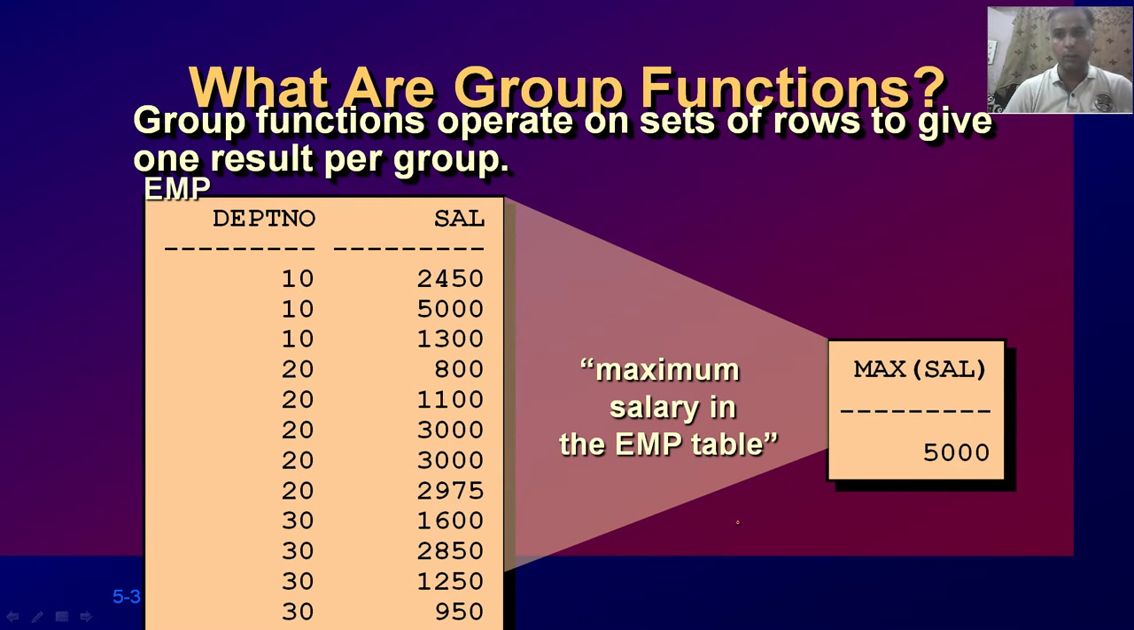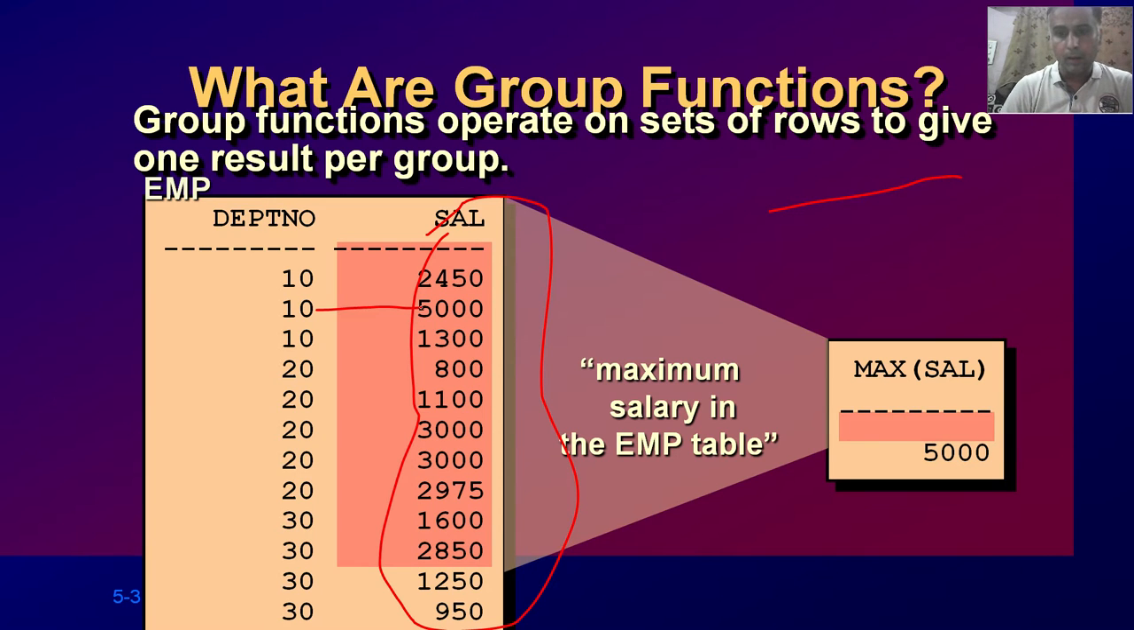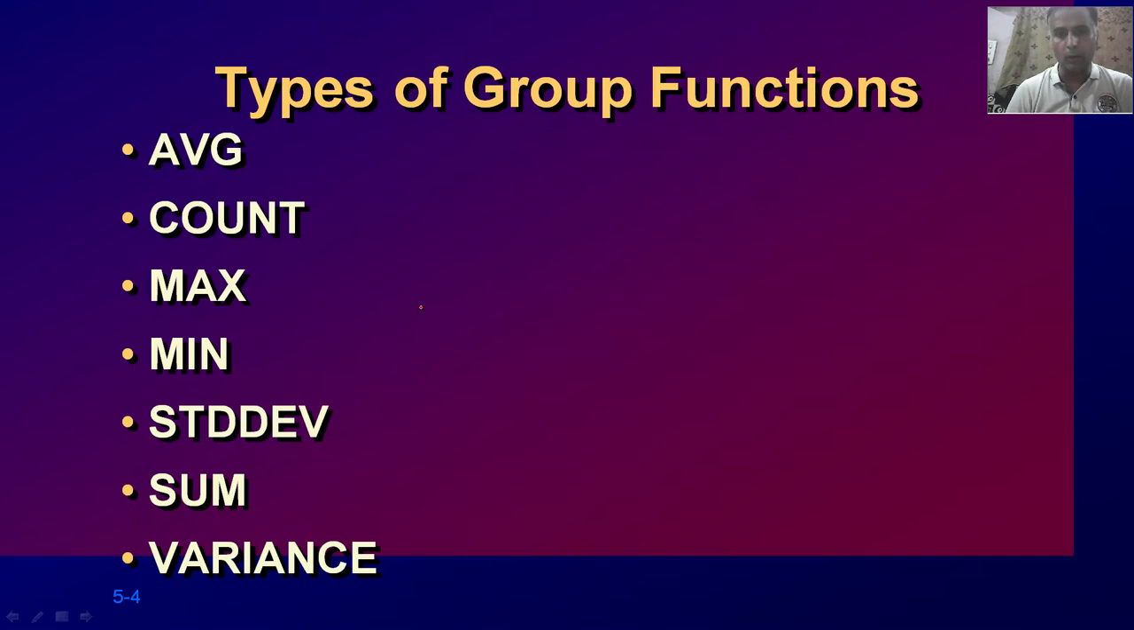So what are the group functions? Group functions operate on a set of rows to give one result. Suppose one function we are using is max. In salary, we want to find the maximum salary, department number, or maybe the employee name. So the salary is 5,000, through which we can apply the group function.